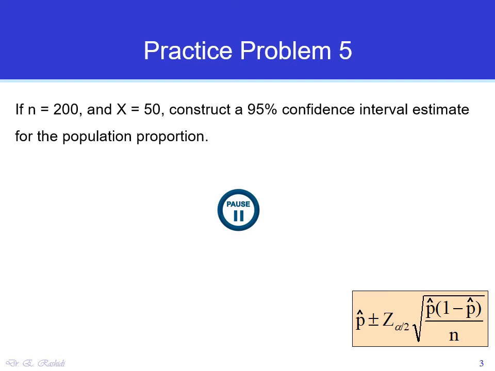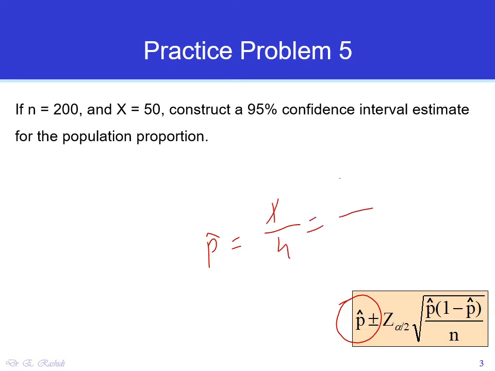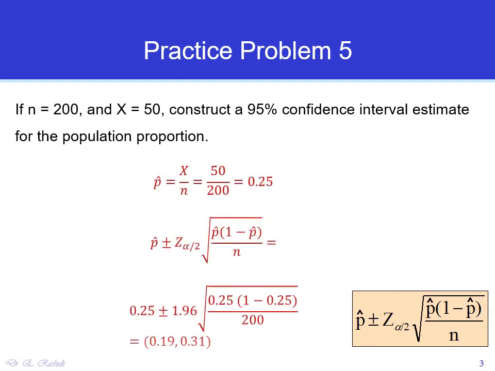All right, so let's see the solution. So the first thing that we need to do, we need to compute P hat. And P hat is equal to X divided by N. X here is 50 and N is 200. So P hat here is 0.25.